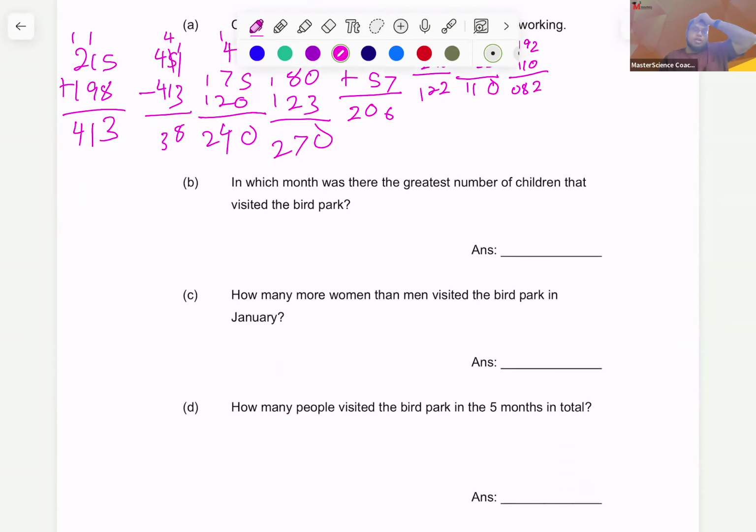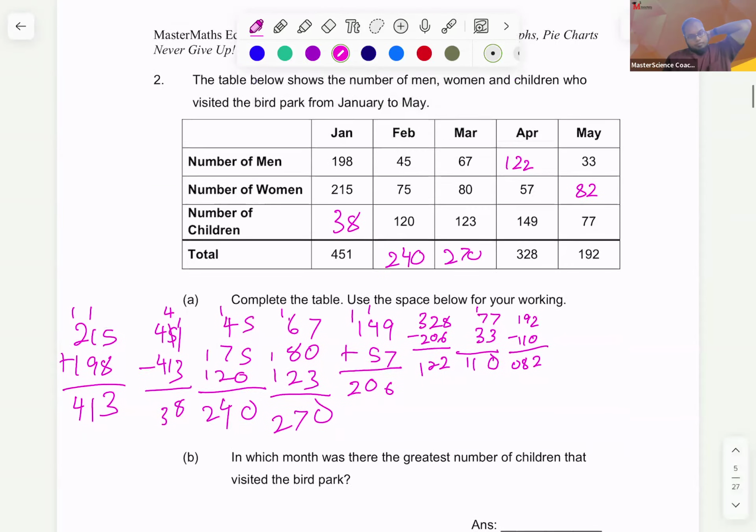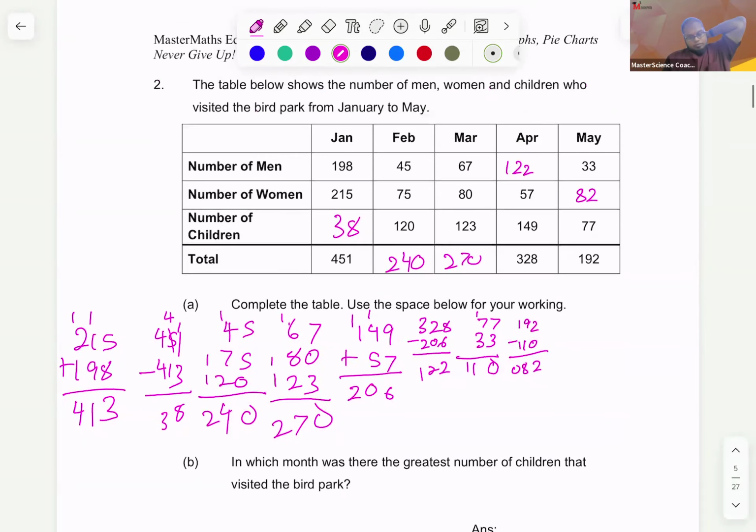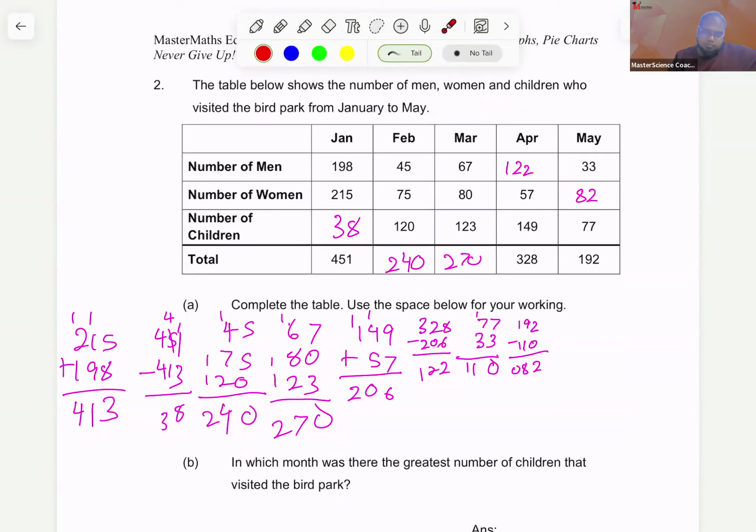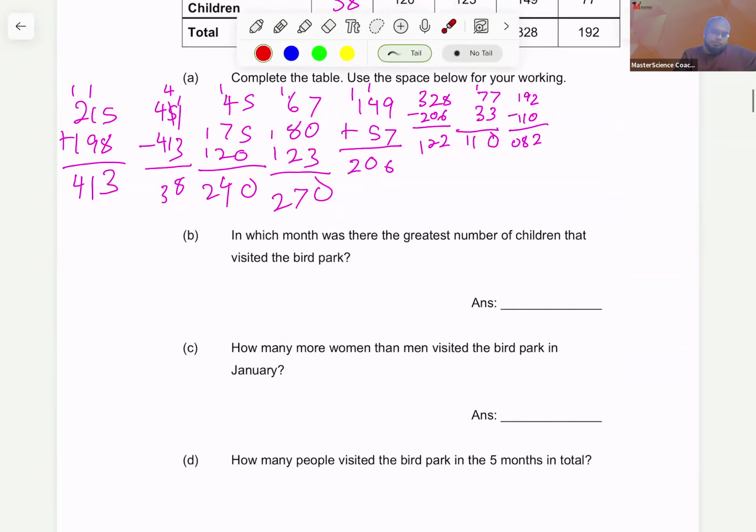In which month was there the greatest number of children that visited the park? Aaron? If we look at the number of children, which month is greatest? April, correct. 149.